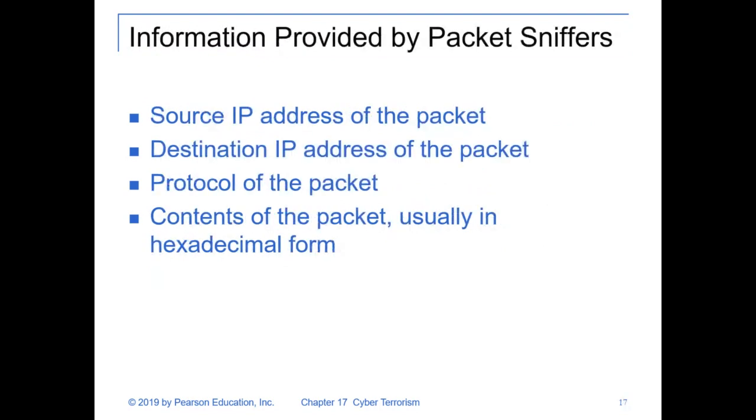So when we talk about what information can be gained by packet sniffers, we can get the source IP address of the packet. So where did it come from? The destination IP of where it's going, what protocols are used, and also the contents of the packet. And this is something that's usually in a hexadecimal form that can be used to gather information.